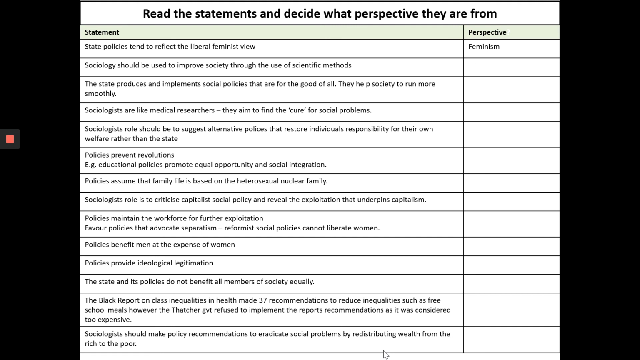State policies, they believe, tend to reflect the liberal feminist view. So I've put feminism. What type of feminists would say that state policies tend to reflect the liberal feminist view? Because it sounds a bit like a criticism, doesn't it? That state policies tend to reflect the liberal feminist view only. So who might actually say that? What type of feminist? If you go through the others and just identify what perspective they are from, that would be great.